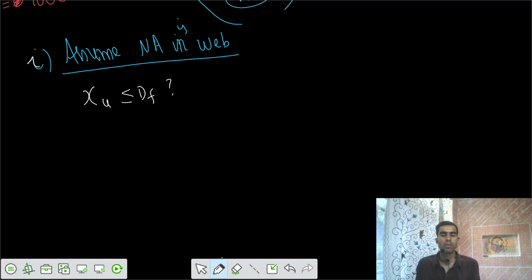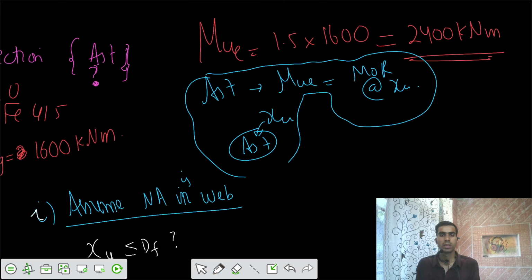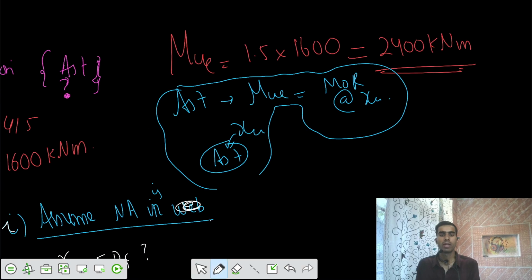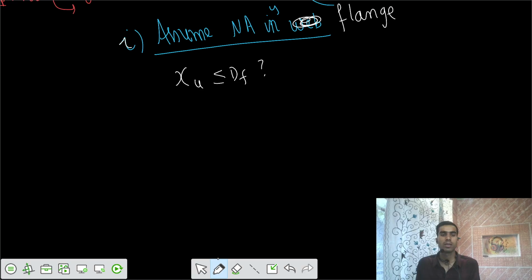So I want to see whether this is true. What is the moment we are applying? I'm going to equate the external moment with the moment of resistance corresponding to the neutral axis being in the web, sorry, in the flange. Yes, we have to write that it is in the flange, first case. 2400 kilonewton meters. Let's write that.